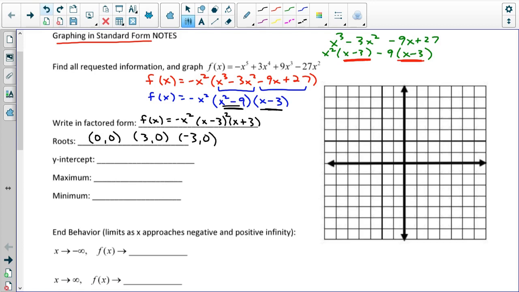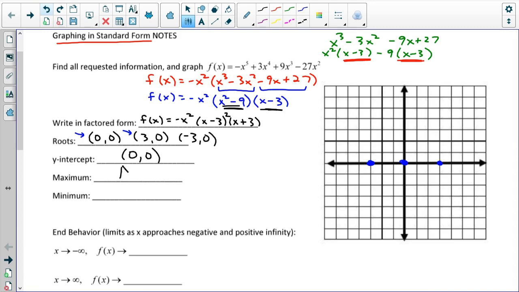And what we will notice is that (0, 0) and (3, 0) are going to be double roots. So (0, 0), (3, 0), and (negative 3, 0) are going to be my roots. I'm going to have double roots at (0, 0) and (3, 0). And then my y-intercept is at (0, 0).